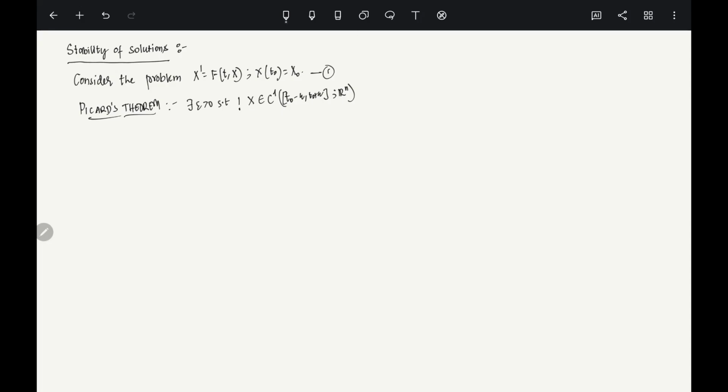but it is generally a maximal interval of existence. We talked about it, right? It can be open also, so it will be open if you talk about that. Okay, so there exists an epsilon greater than 0 such that there is a unique solution satisfying 1. This we know.